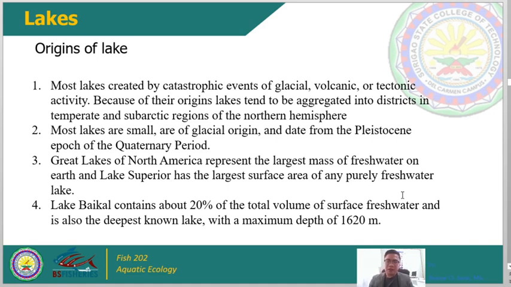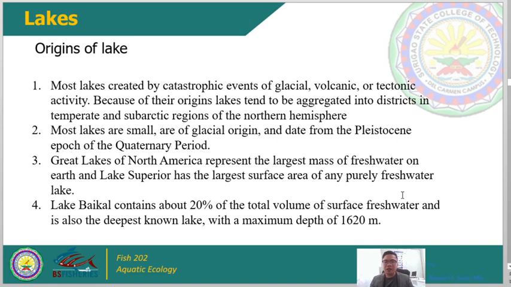Third, the Great Lakes of North America represent the largest mass of freshwater on Earth, and Lake Superior has the largest surface area of any purely freshwater lake. So these are basically the major lakes found in the world. The Great Lakes of North America and Lake Superior.